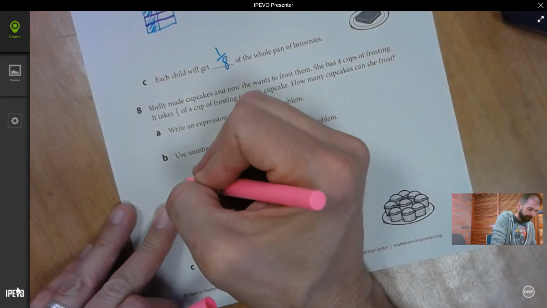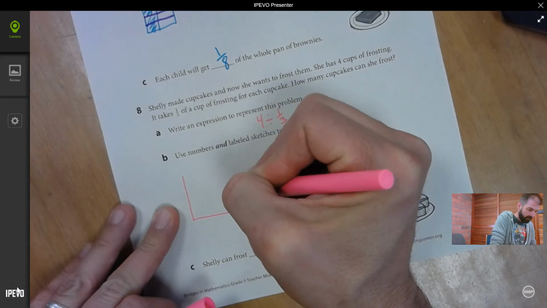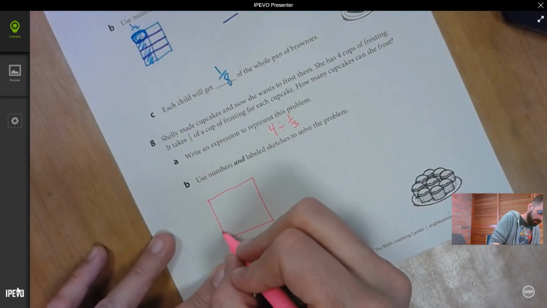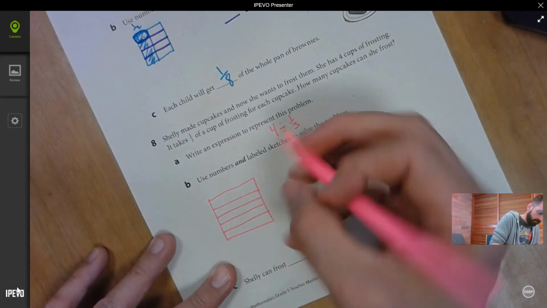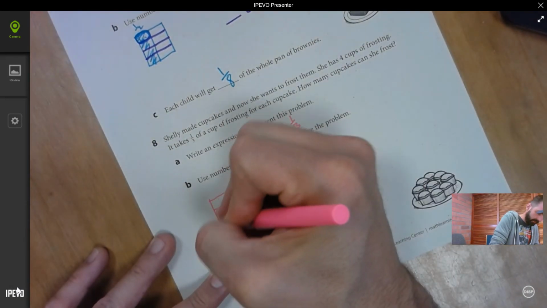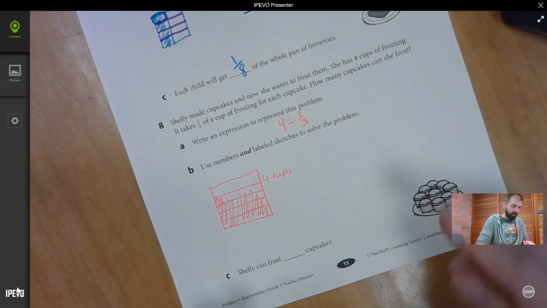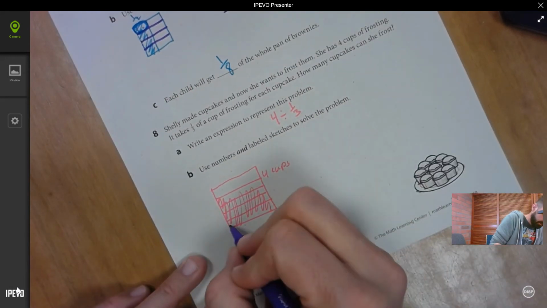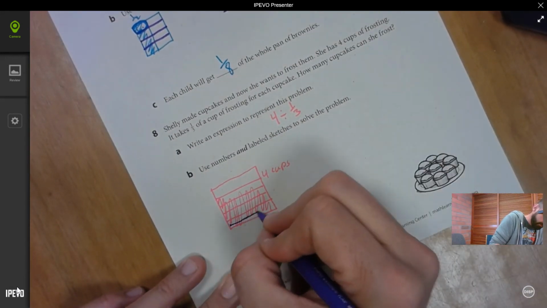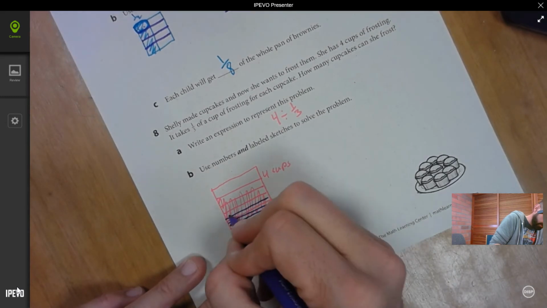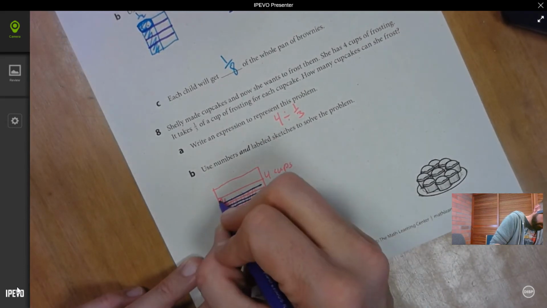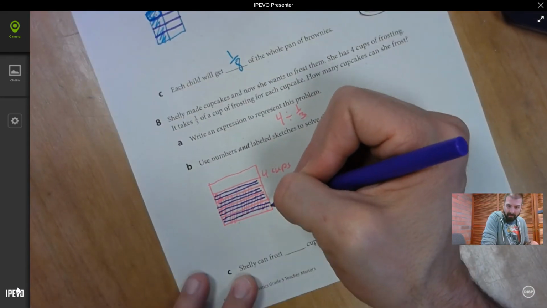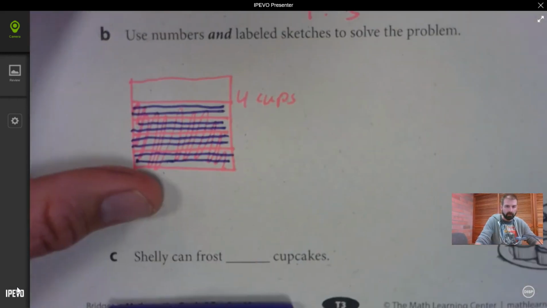So I have my thing here. This is 1, 2, 3, 4. This is 4 cups of frosting. And they're saying that every cup I have 1/3 of a cup. Oh, that's brutal. I should have made this bigger. So there, if you can't tell, we can zoom in. How about this? Just move everything.